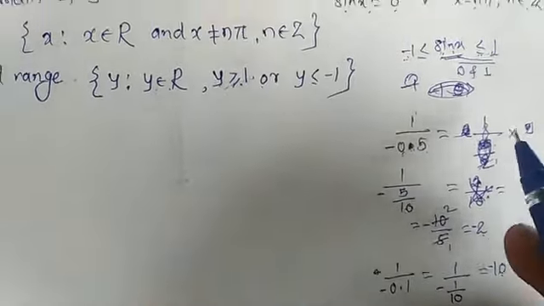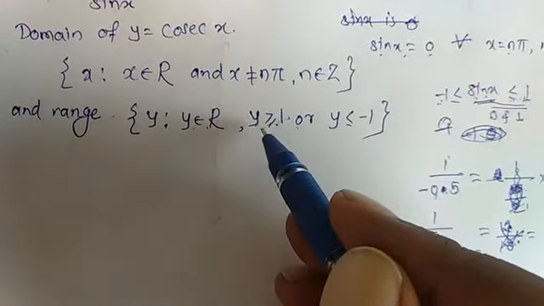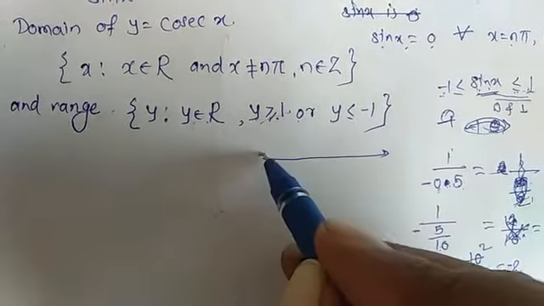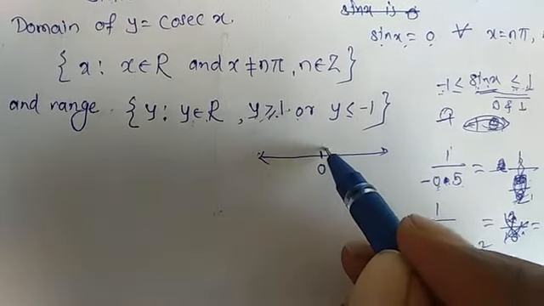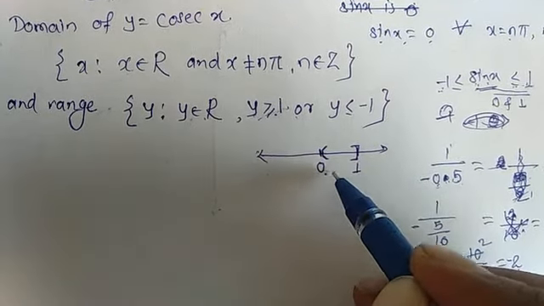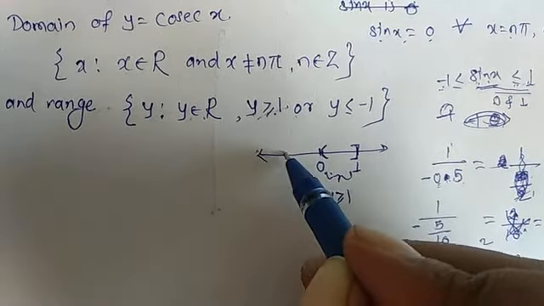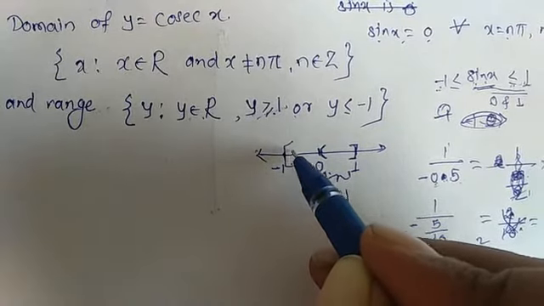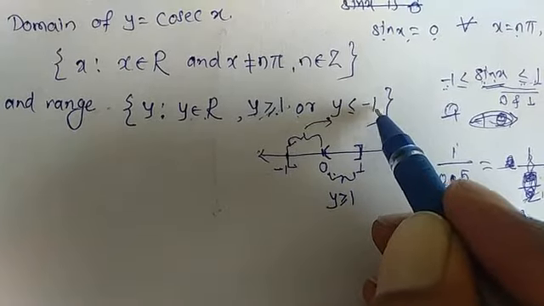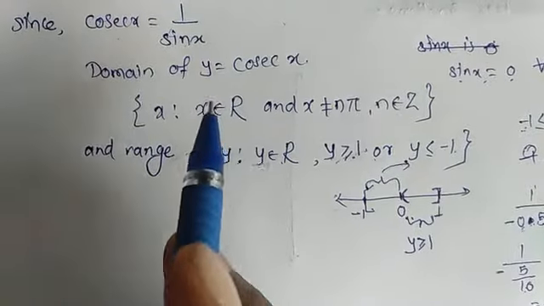Okay, so from this calculation you can say that the range of cosec x, for 0 it is infinity, so if you consider real numbers, we have from 0 to 1. So for this, y is greater than or equal to 1, and for this part, y is less than or equal to minus 1. Okay, so this is all about cosec x, domain and range.